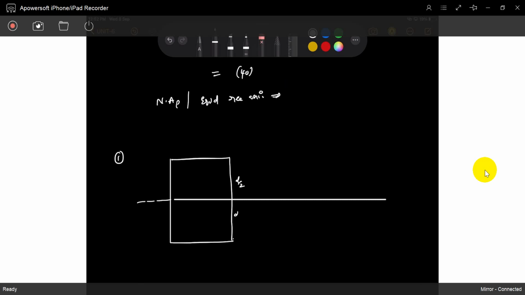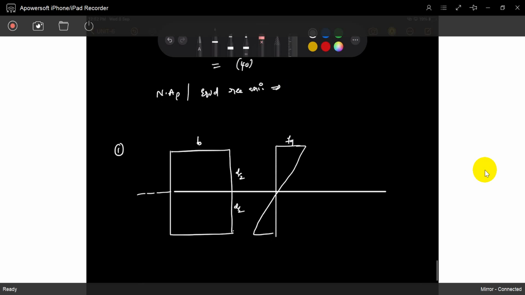So d by 2, so b. Okay, for elastic analysis, this is Fy, this is Fy. For plastic analysis, this is Fy. For elastoplastic analysis, so what is that?